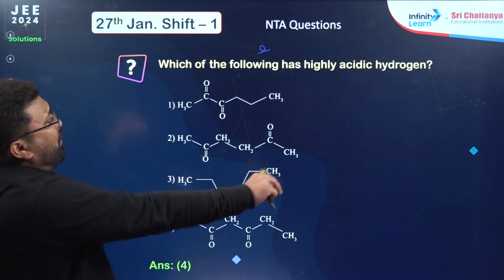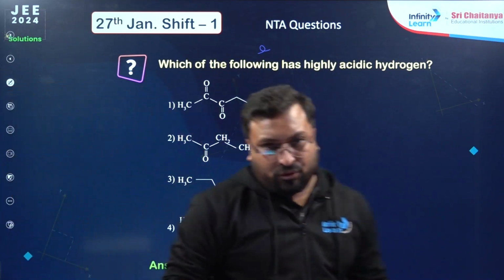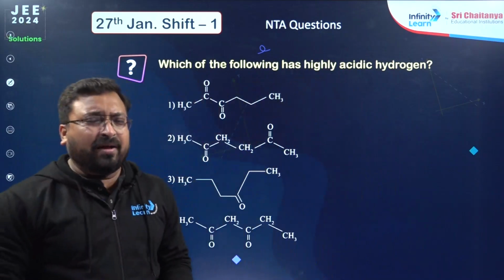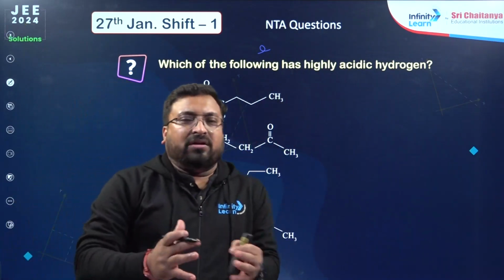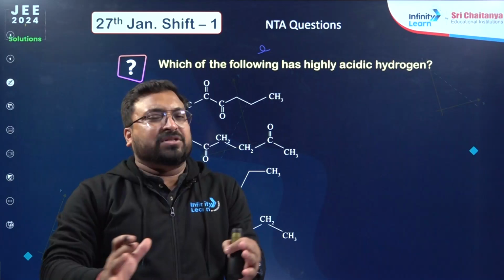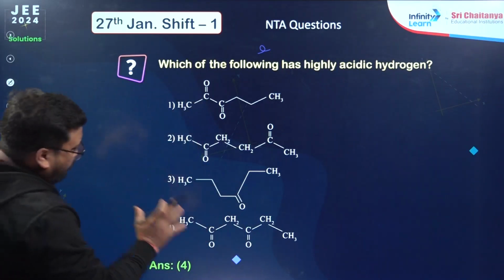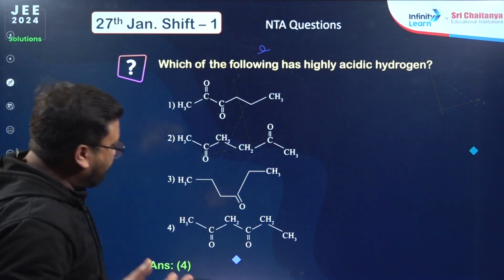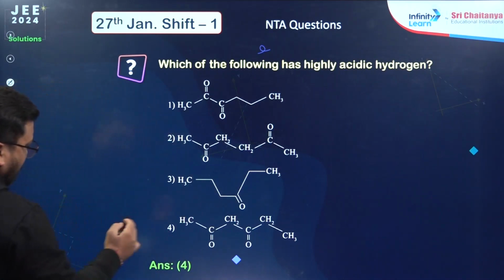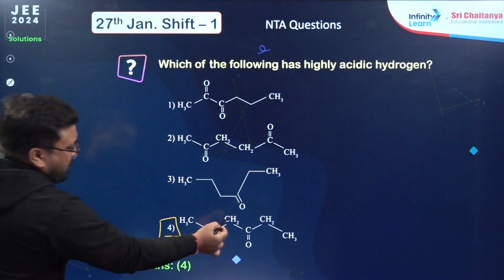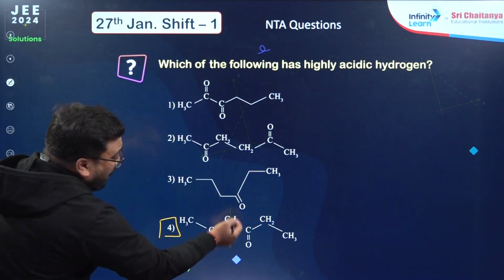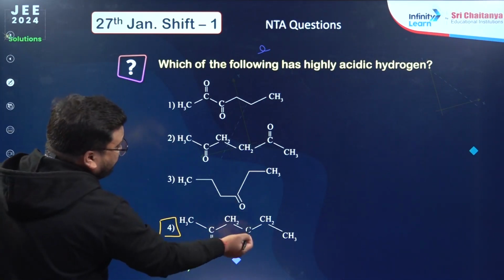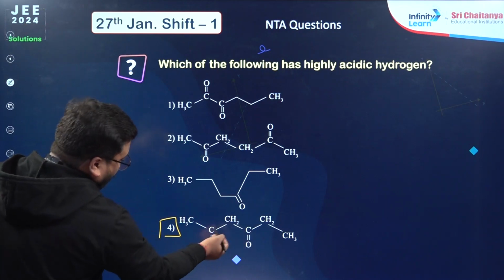Next, which of the following has highly acidic hydrogen? Okay, so I think those who are very good with organic, even if your general organic part is very clear, you can directly observe the question and give the answer. Okay, so I will not take much time for this question. So for the methylene group, after removal of one H plus, a negative charge will be generated, and that easily participates from both the ends.